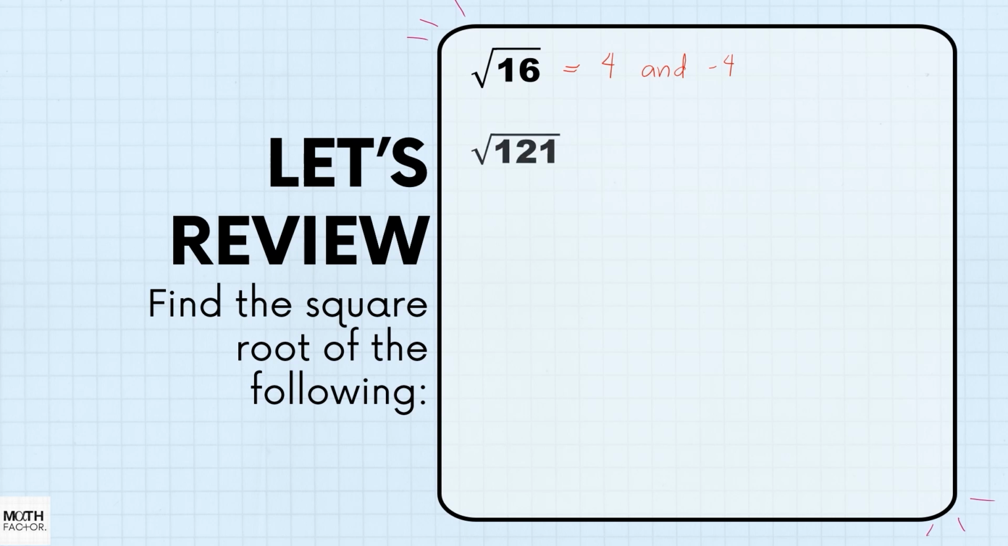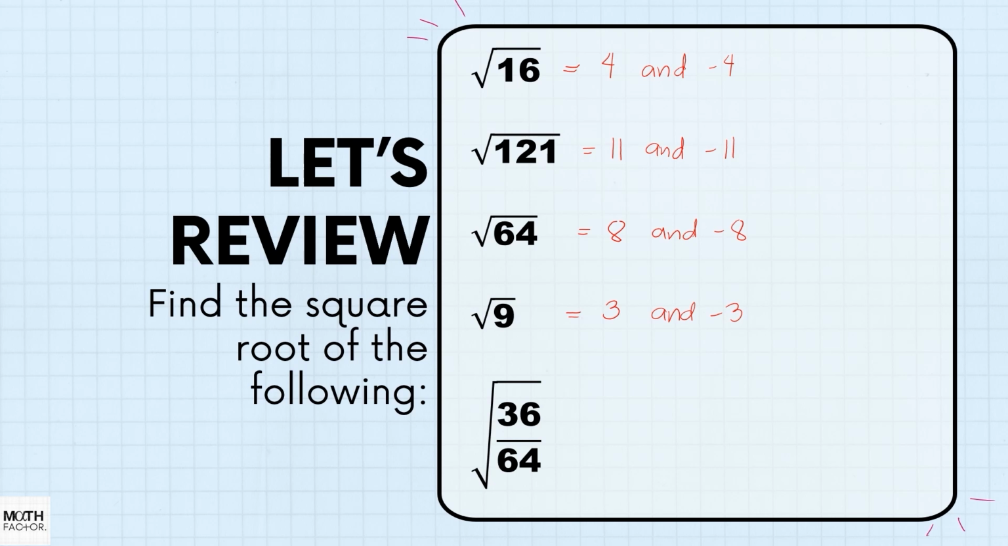For our next value, we have the square root of 121. The answer is 11 and negative 11. Next, we have square root of 64. The answer is 8 and negative 8. Next, we have square root of 9. The answer is 3 and negative 3.